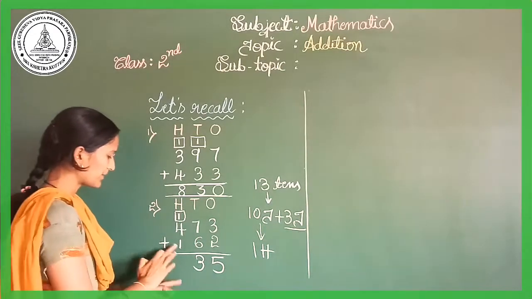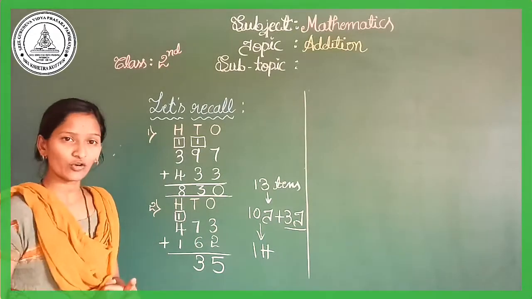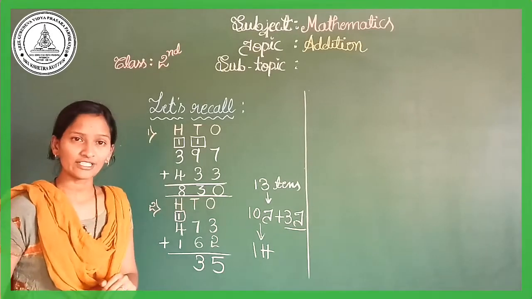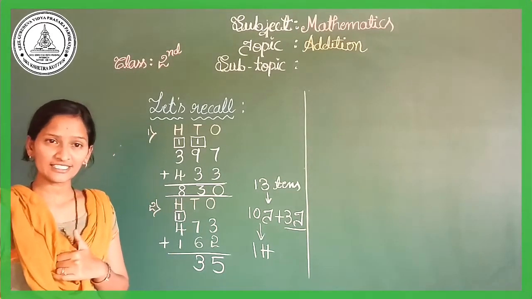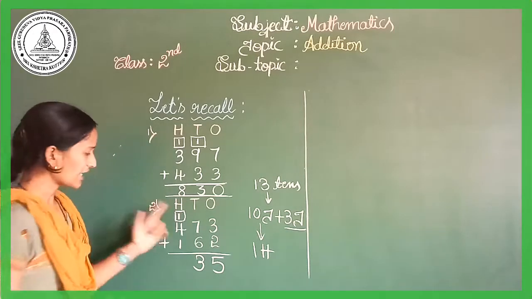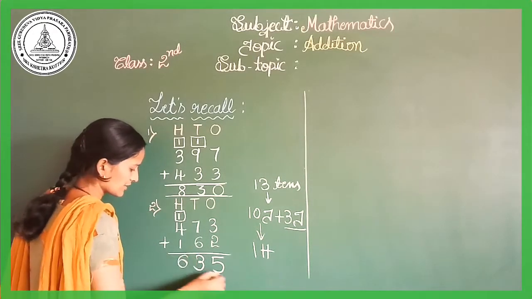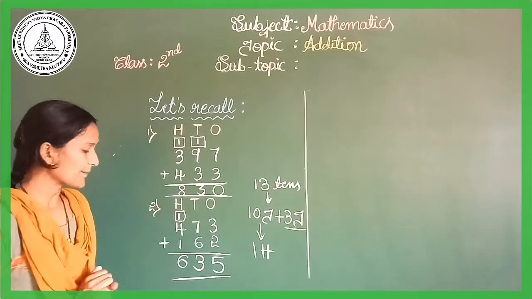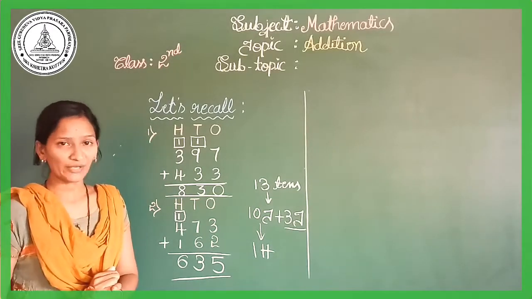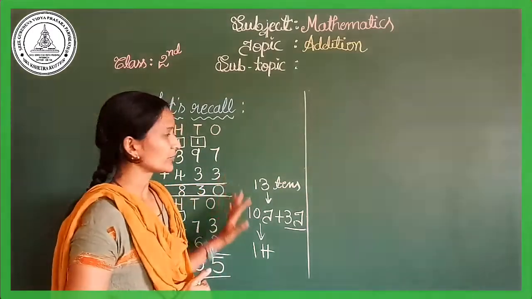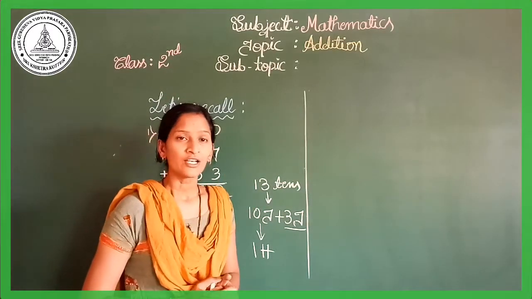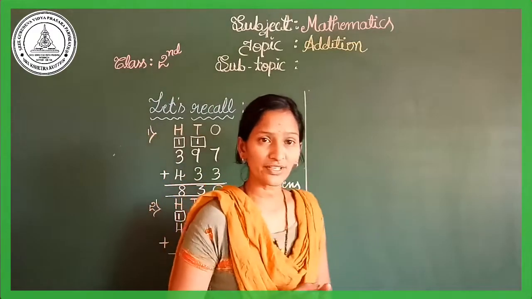So now 1 plus 4. What is 1 plus 4? 1 plus 4 is 5. 5 plus 1 is 6 hundreds. So students, which is our sum? 635 is our sum. Yes, my dear children. So this is about our previous class. Now, do you know which is our today's concept?